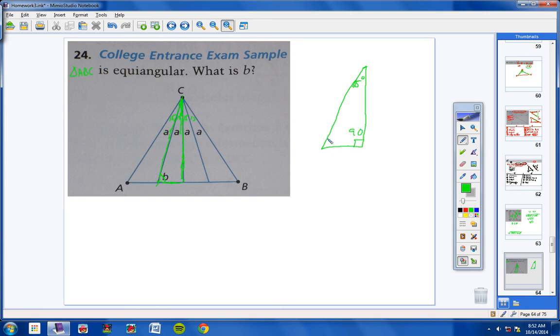So now that allows us to find angle B very easily, okay? 15 plus 90 is 105. So angle B has to be 75 degrees, because 75 plus 105 is 180, okay?